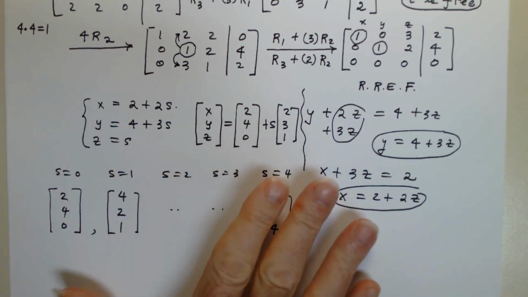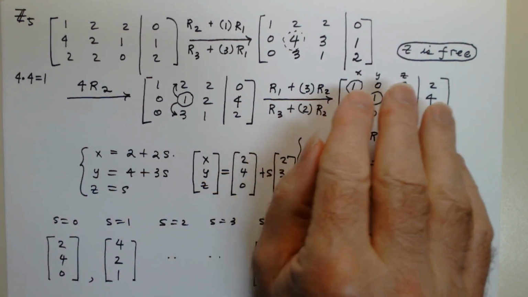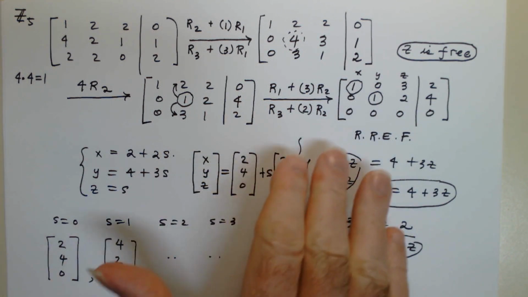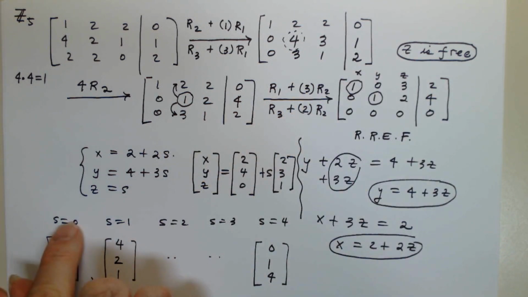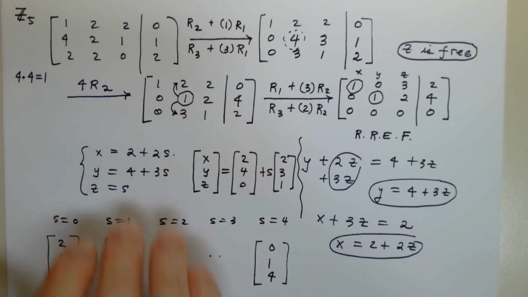But the point is, I think we've reached the point. The point is that we have a free variable here, but since we're in Z5, rather than having infinitely many solutions, we just have as many solutions as there are values for that parameter, right? So z can take on a value from 0 through 4. So we're going to get 5 different solutions to that system of equations.